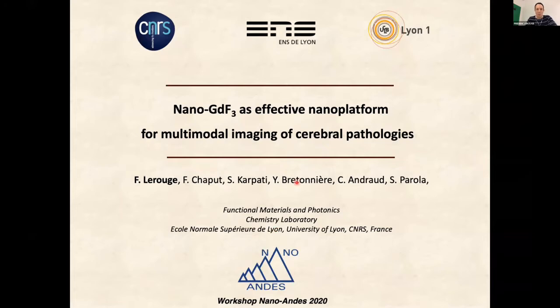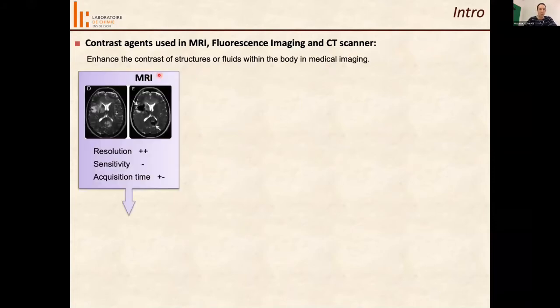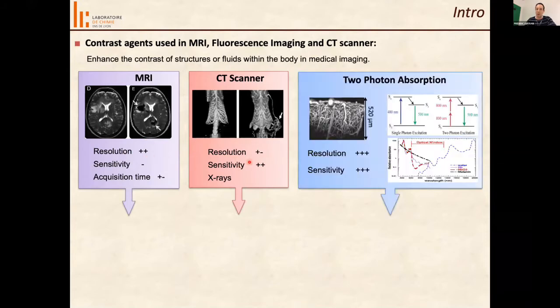Okay, so I'm going to talk about the use of nanoparticles for multimodal imaging of mostly brain-related pathologies. So, of course, when we speak about contrast media, the idea is to enhance the quality of the images. And what kind of imaging modalities are we going to focus on? This is first MRI, magnetic resonance imaging, which is quite complementary with the CT scanner. Both are complementary in terms of resolution, but also in terms of sensitivity. And the third imaging modality we're going to focus on is quite cutting edge.